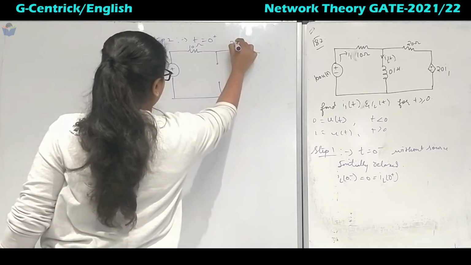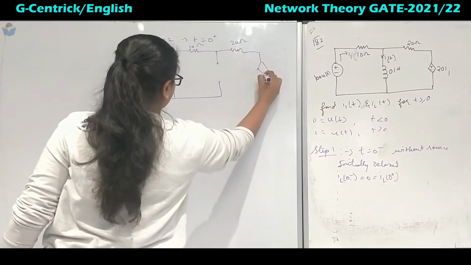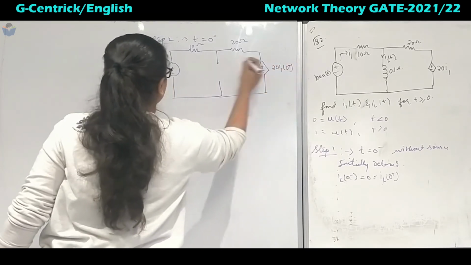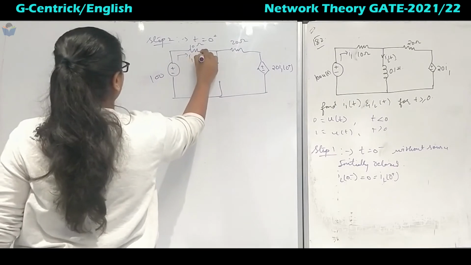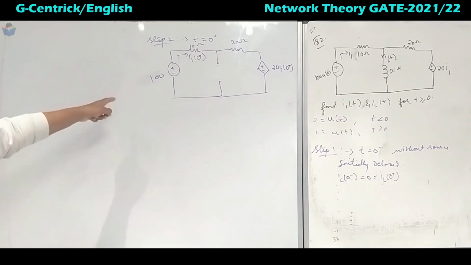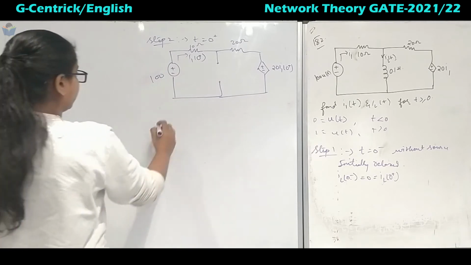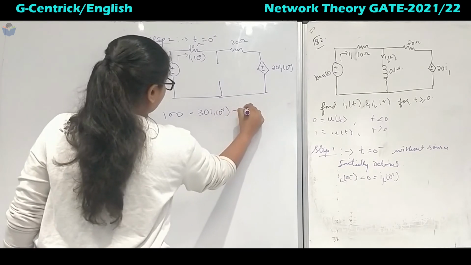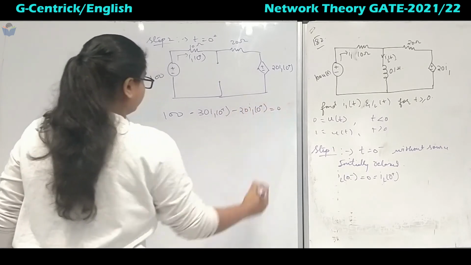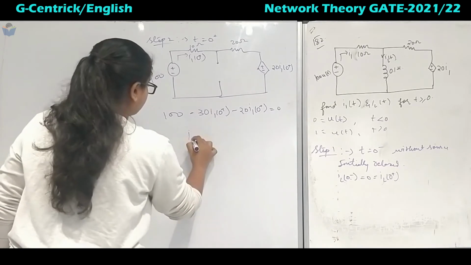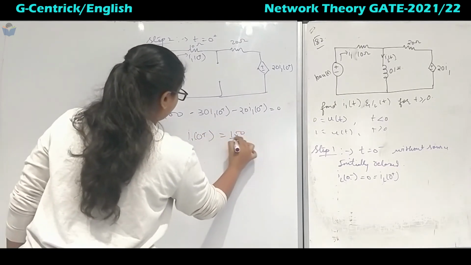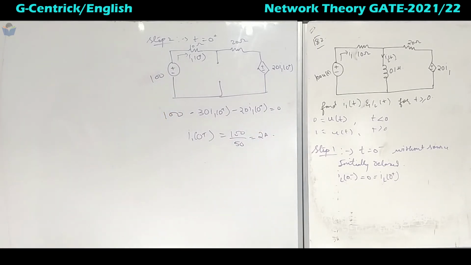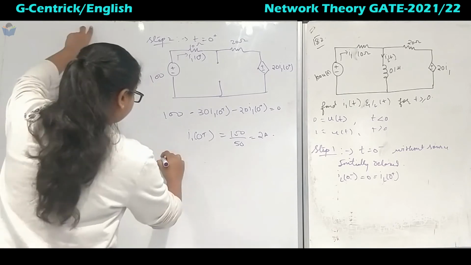Next we have 20 ohm with plus minus 20 I1 of 0 plus. So here also it will be I1 of 0 plus. It is very easy to calculate I1 of 0 plus. Apply KVL: 100 minus 30 I1 of 0 plus minus 20 I1 of 0 plus equal to 0. So if it goes over that side, I1 of 0 plus will be 100 by 50, which is 2 amperes.